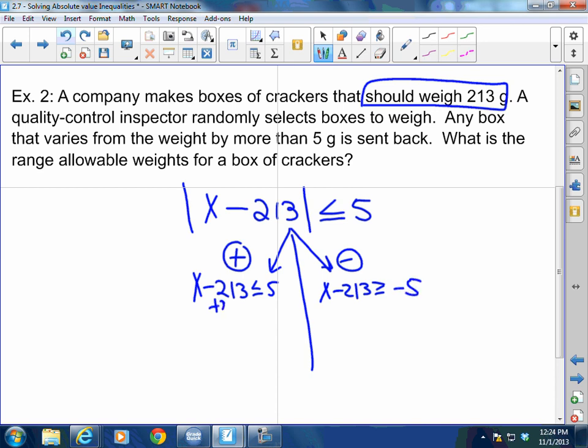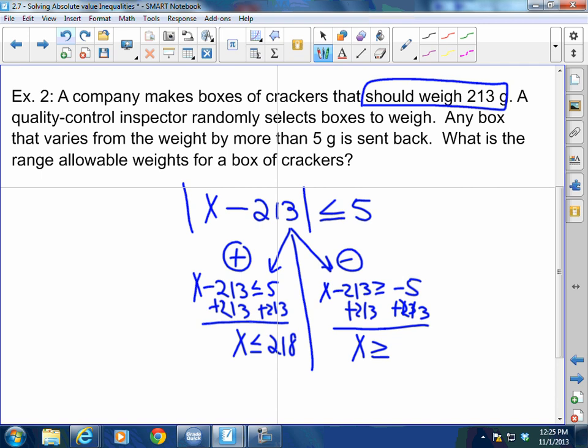So plus 213, plus 213. X is less than or equal to 218. Add my 213. X is greater than or equal to 208. Okay? So it can be less than or equal to 218 or greater than or equal to 208. If I had to graph this, here's 208, here's 218, has to be between 208 and 218.